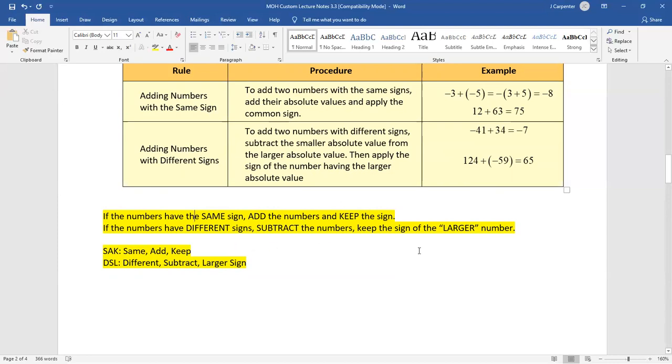Different sign, subtract the numbers, keep the sign of the larger. Different, subtract, sign of the larger.